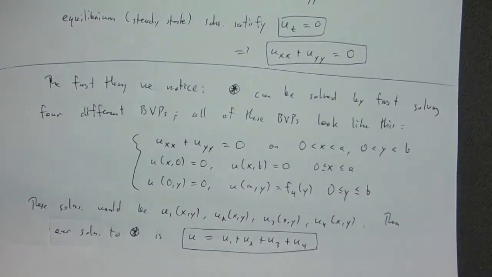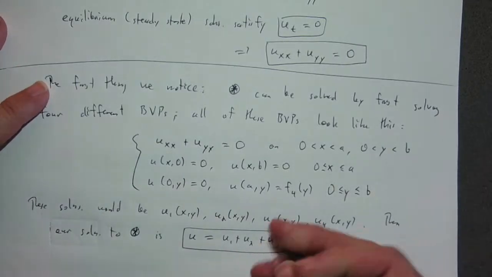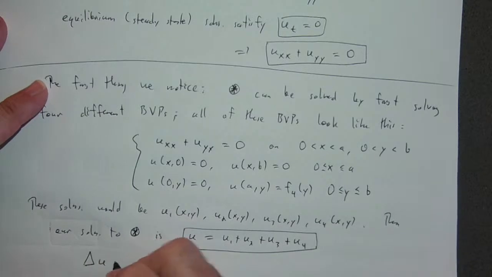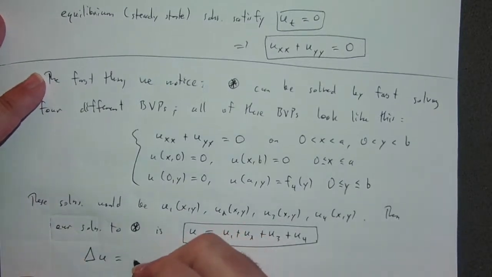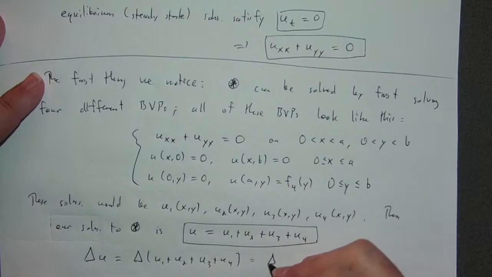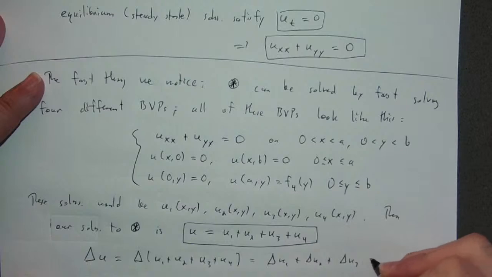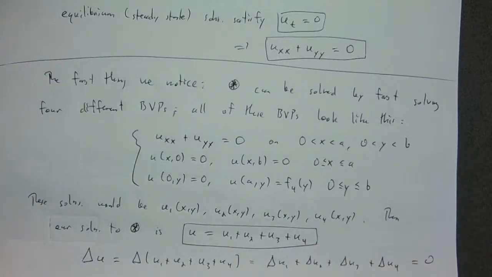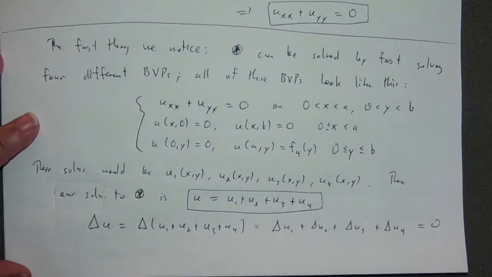Again, this is principle of superposition. So just quickly check. Laplacian is linear, and so the Laplacian of u is the Laplacian of u1 plus u2 plus u3 plus u4. So that's Laplacian of u1 plus Laplacian of u2 plus Laplacian of u3 plus Laplacian of u4. All those are individually 0, so this is 0. So this definitely solves Laplace's equation.